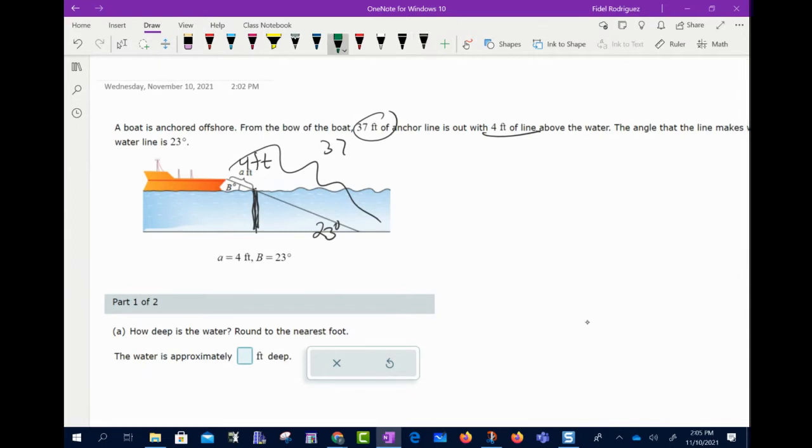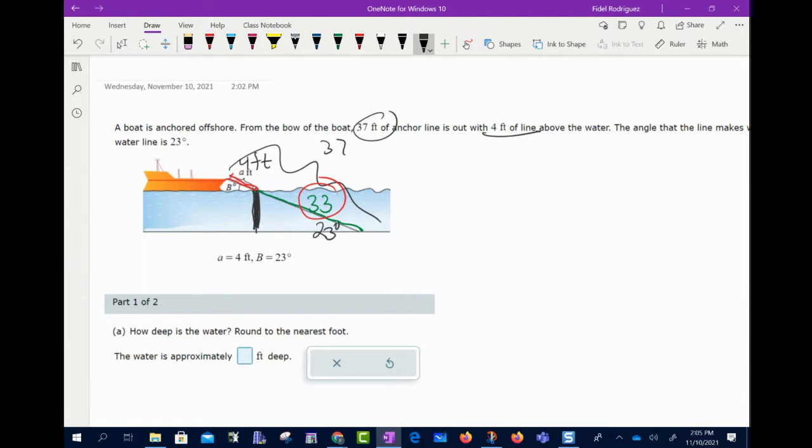So would you all agree with me that if I do this, say in green, that green value is going to be 33? Would that make sense that it would have to be 33? If the whole thing is 37, and I know that this part right here is 4, then that has to be 33, right? And if we're trying to find the depth of the water, or how deep it is, that's the distance right there.